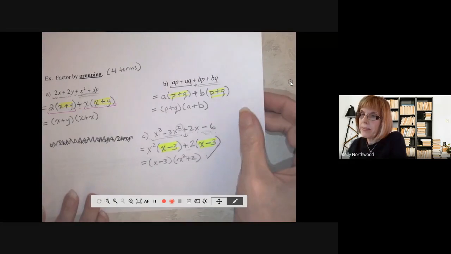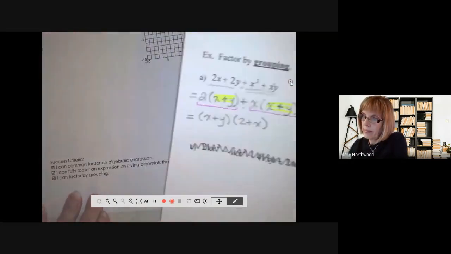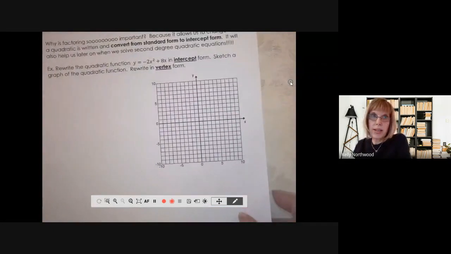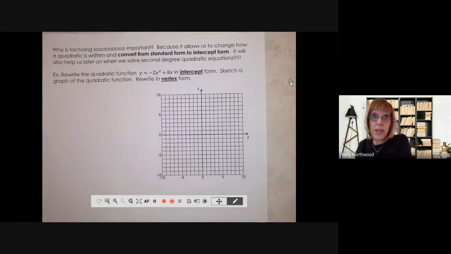So that's grouping. All right, so we're on our last question. So why is factoring so important?